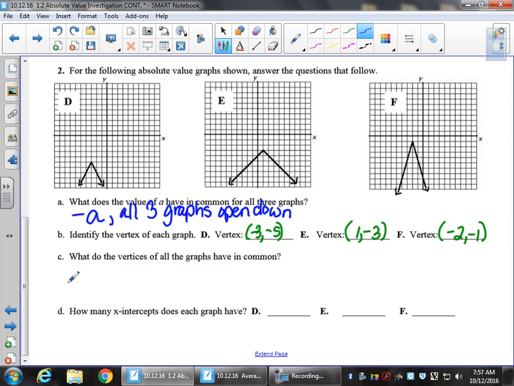What do the vertices of all three graphs have in common? Negative K. How do you know that? Sorry, not the question I meant to ask. What effect has negative K had on all three graphs? All three graphs shifted down.